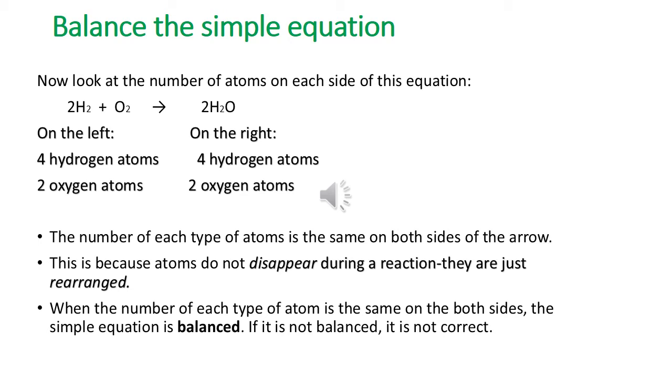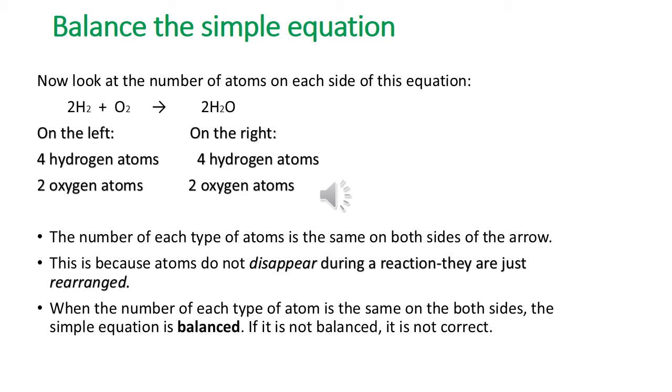This is because atoms do not disappear during a reaction. This is a very important line. So when the reaction takes place, the atoms do not disappear during the reaction. They are just rearranged. That is why at the end of any reaction, the number of atoms in the reactant side must be equal to the product side.